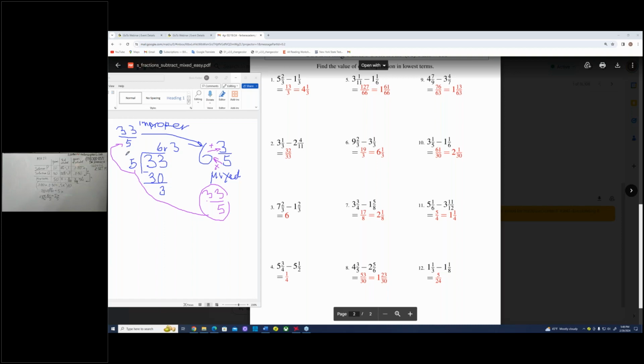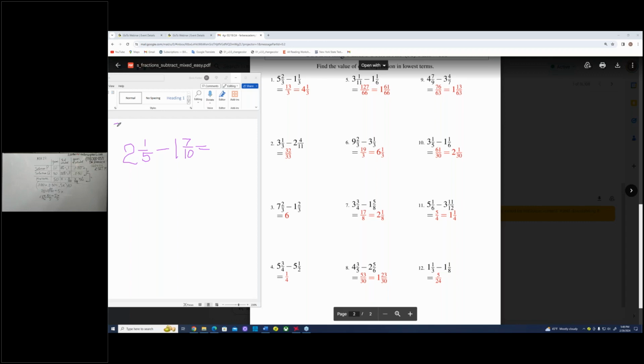Now, let me solve some questions we did with you using this approach without borrowing anything. Okay, look at this. Since you know this approach, I take any number we did with you. For instance, without borrowing, 2 and 1 over 5. Remember we did today with you? I want to subtract 1 and 7 over 10. I show the second way.